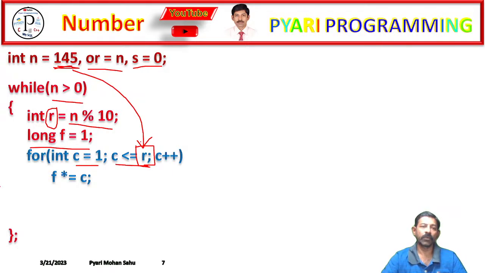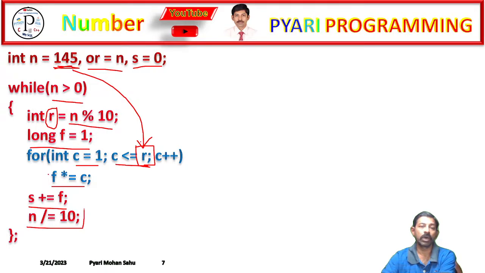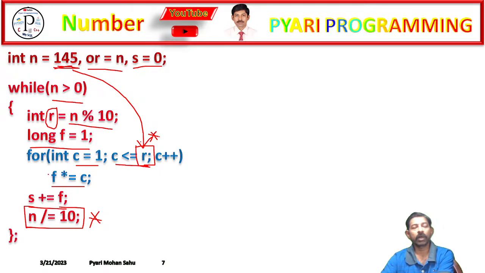After that, as it is, f is equal to f into c factorial. Once I got the factorial, I will calculate the sum. Sum कैसे करना है? Sum is equal to sum plus f because f is my factorial. After that, don't forget to reduce the number n by 10. जब प्रोग्राम थोड़ा बड़ा हो जाता है, students are forgetting this part. So be careful about it. I am putting star. ये दो जगह पे नॉर्मली स्टूडेंट छोड़ देते हैं. यहाँ पे n करते हैं और यहाँ पे आपको n by 10 भूल जाते हैं बच्चे. Be careful about it. And don't make sum is equal to 0 inside the loop.